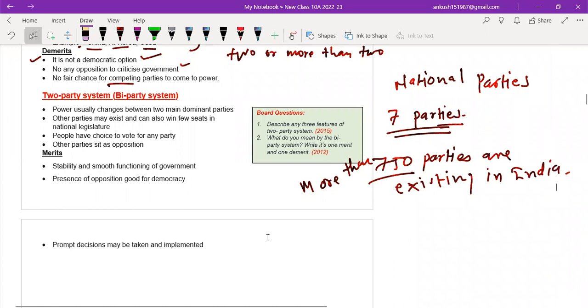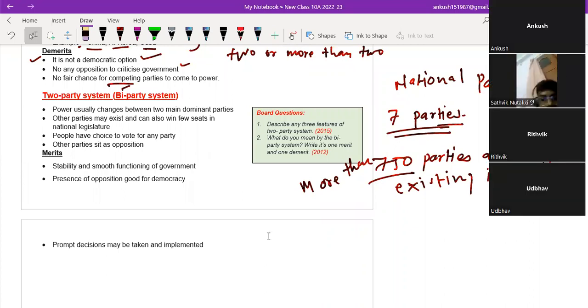Let us understand now the two-party system or bi-party system. Bi means two. While speaking of the two-party system, under this system several parties may exist, but only two main dominant parties would be there. These two have a serious chance of winning a majority of seats and forming the government. For example, USA and UK. These are two countries where the two-party system is going on. Now, what happened in the two-party system?